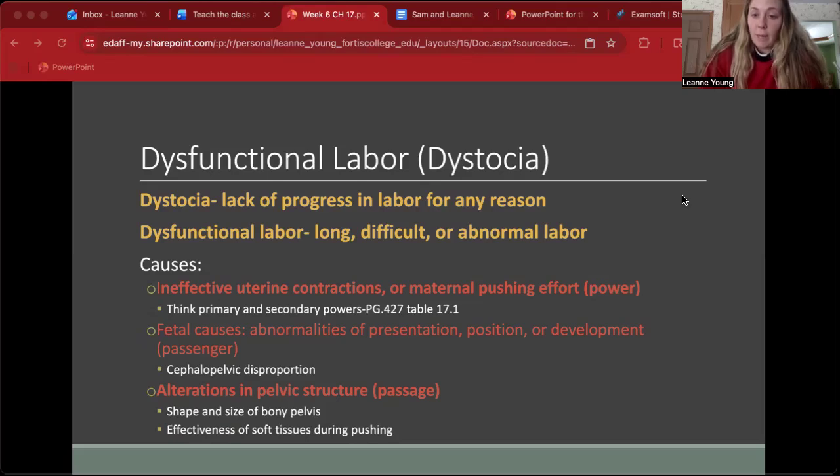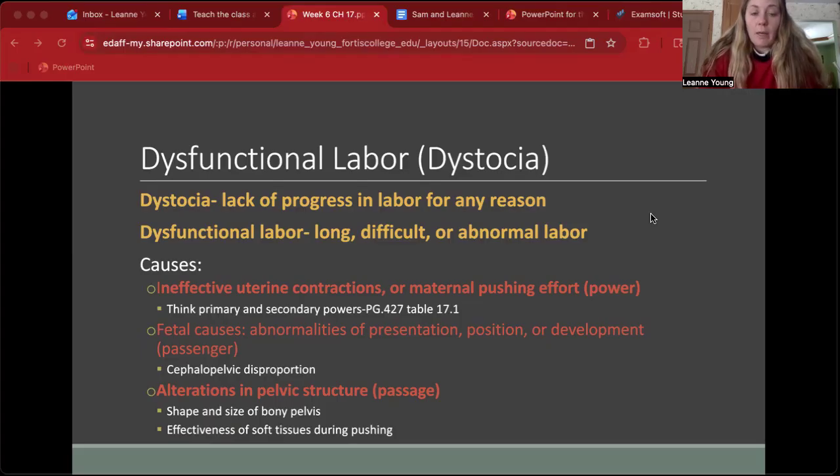For our secondary powers, is mom pushing effectively? Is she pushing very well, or does she have a really heavy epidural and she can't feel anything down there? She can't even feel when she's having a contraction when to push. Okay. She might need an assisted birth, whether that's a vacuum or forceps or whatever it may be, which we will talk about those two things here soon.